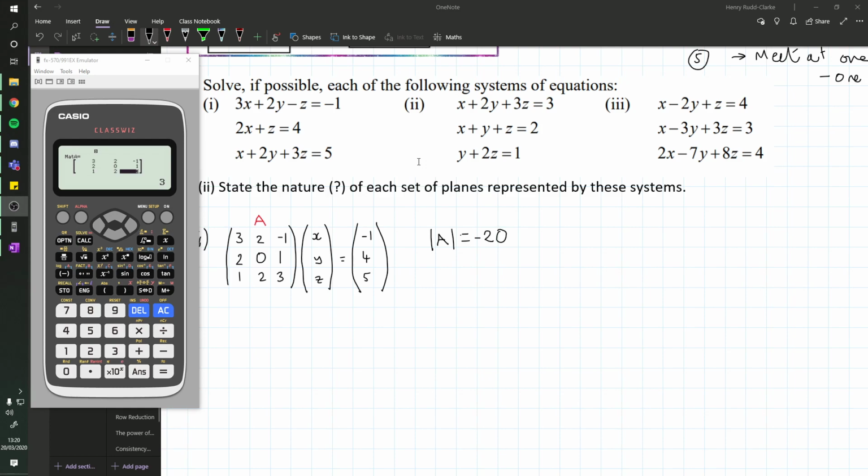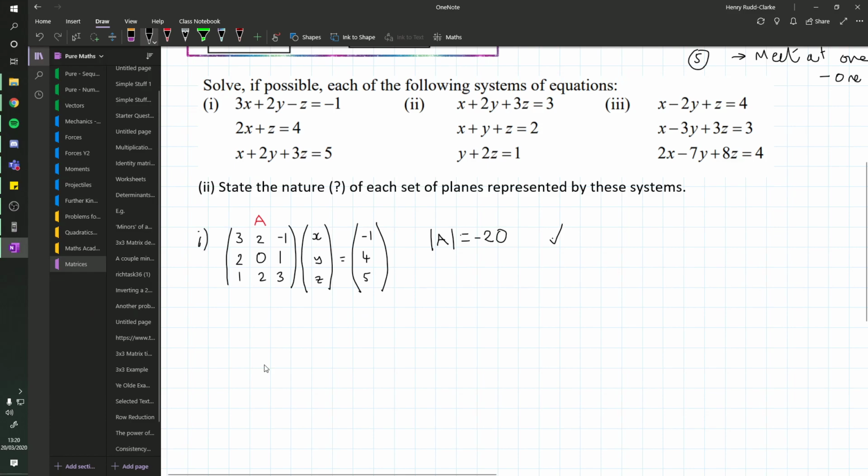So in this case here, I've put this in my calculator already. The determinant of this is not 0, it's minus 20. So I'm just going to show you that here. Just a quick reminder, how do you find a determinant? Scroll down, determinant, and then I've labelled this B to be matrix A. So there we go. Determinant of A is minus 20. So yeah, it's consistent, and it has a single solution. I'm not going to bother doing that though, because you should know how to do it.